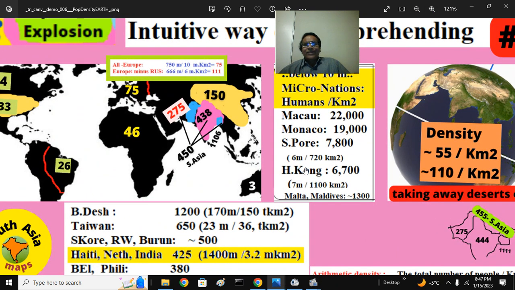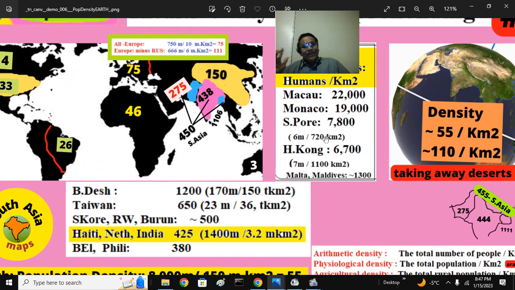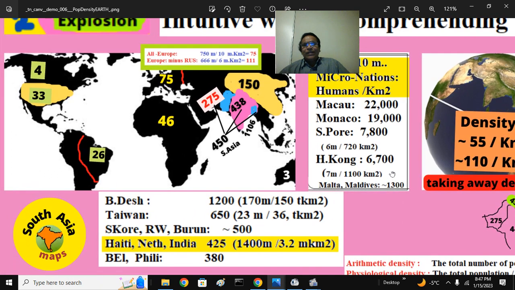Hong Kong is also the same. Instead of that 6 million, you have 7 million living in around about 1,000 square kilometers. Though that gives around about 7,000. That is not important. Even small countries like Malta in the Mediterranean, south of Italy, and Maldives, south of India, in the Indian Ocean, they have 1,300 people. So you need not remember the micronations, but around about 20,000 you can remember the micronation.